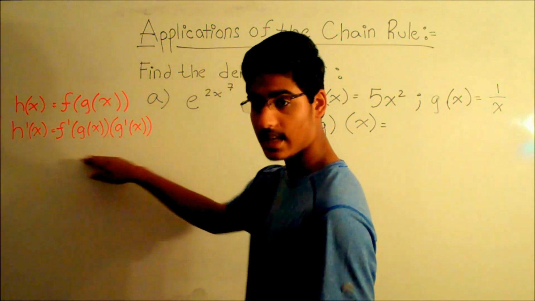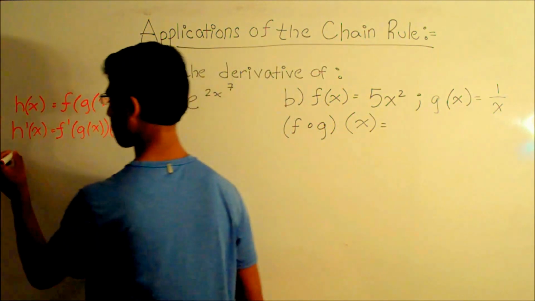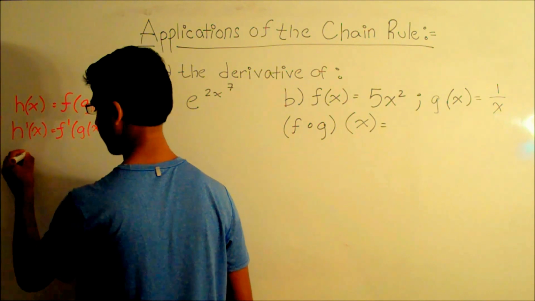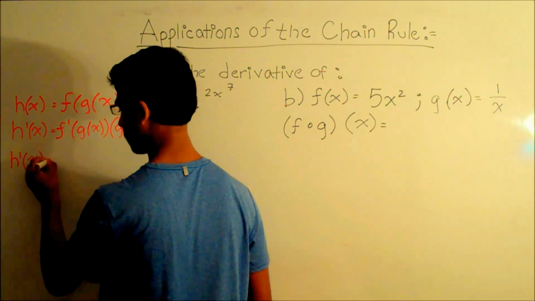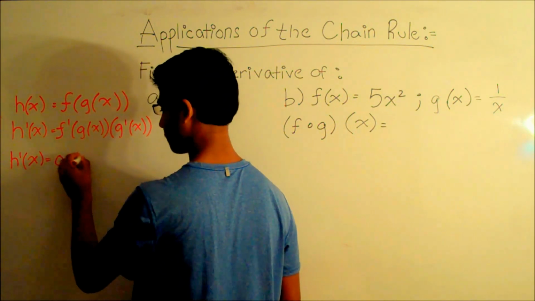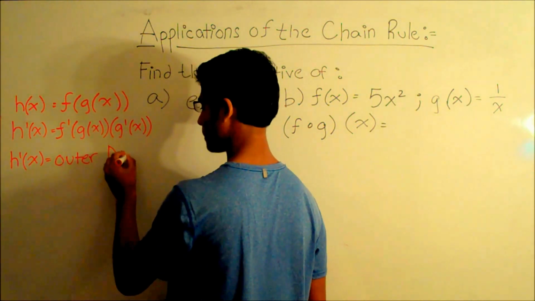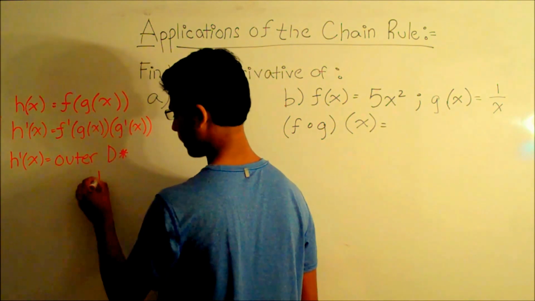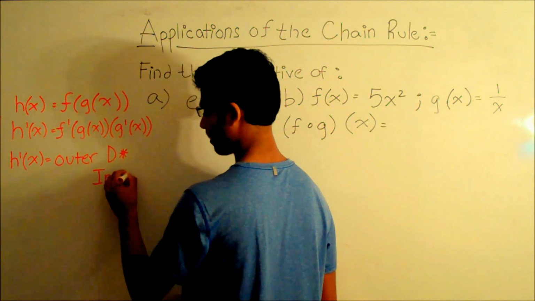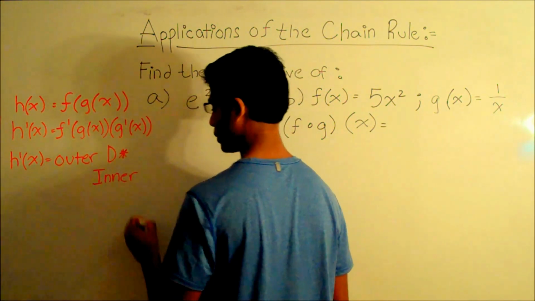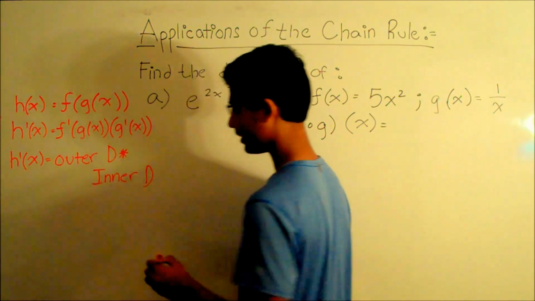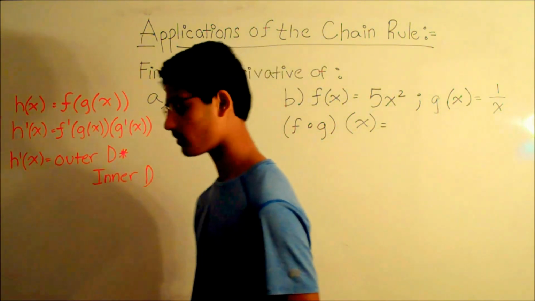What this is essentially saying is that the derivative of h of x is equal to the outer derivative times the inner derivative, or inner d. D stands for derivative.